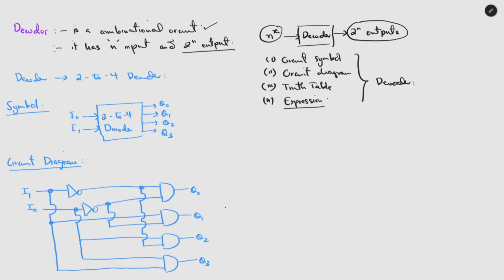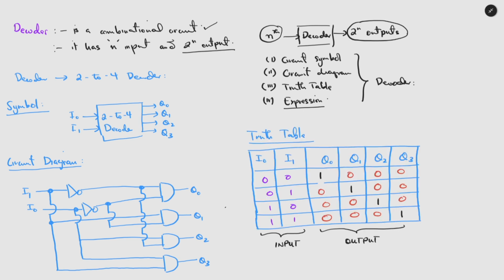From the circuit symbol, we can now generate the circuit diagram where we have I0 and I1 as inputs, and we have 2 NOT gates and 4 AND gates, and these gates are responsible for providing our 2 to 4 decoder. And we will generate a truth table, and then we can relate how the circuit diagram will function based on the truth table.